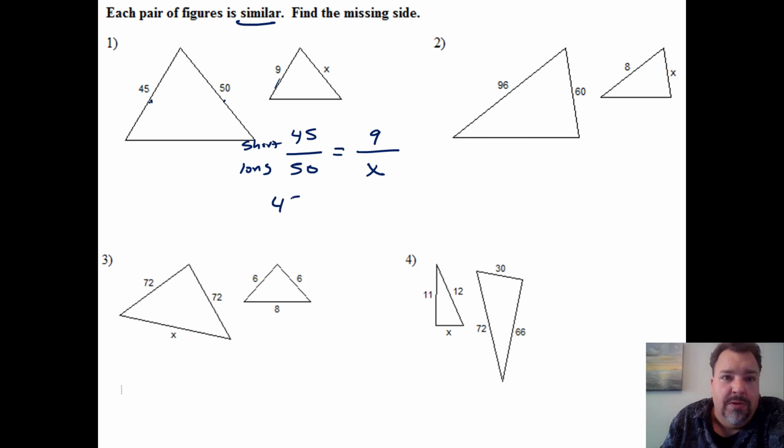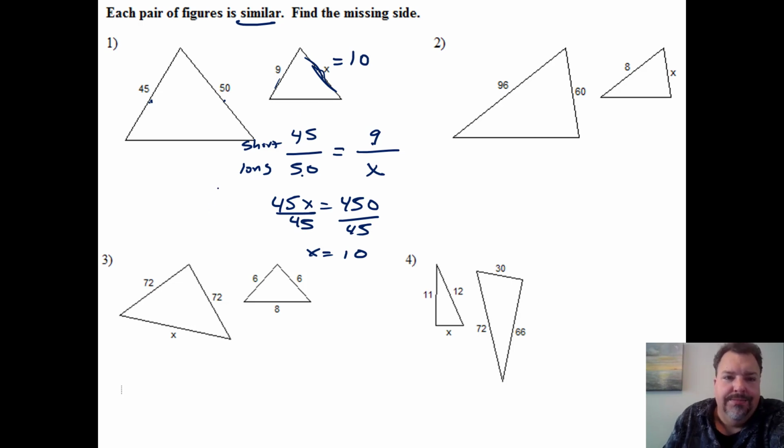Cross multiply. We get 45 times x equals 50 times 9, which is 450. Divide by 45, divide by 45. We get x is equal to 10. And again, check to make sure your answer actually makes sense with the picture. This side is a little bit longer, so 10 seems like a reasonable answer.